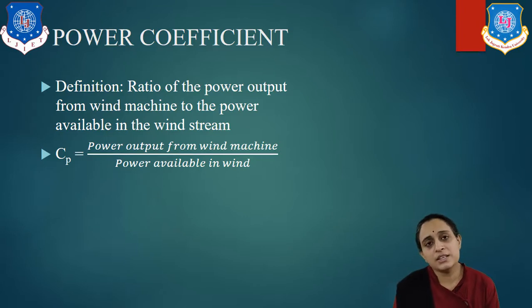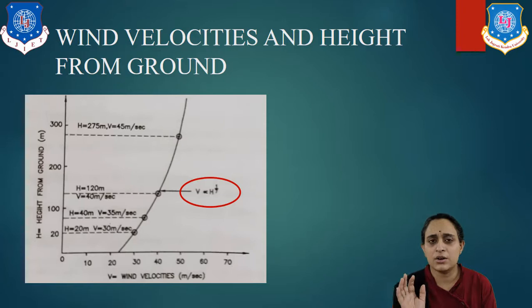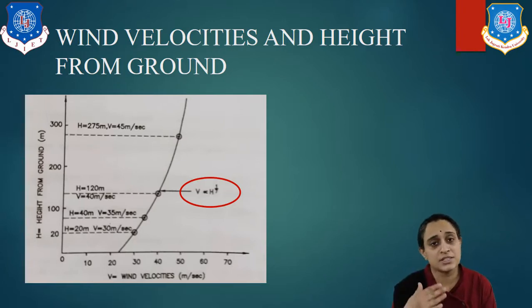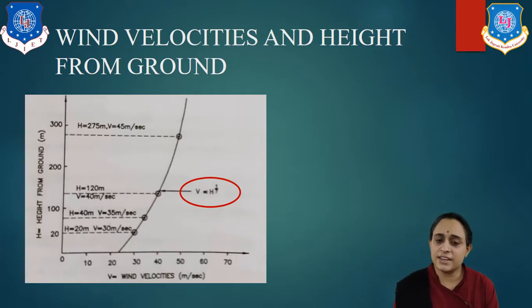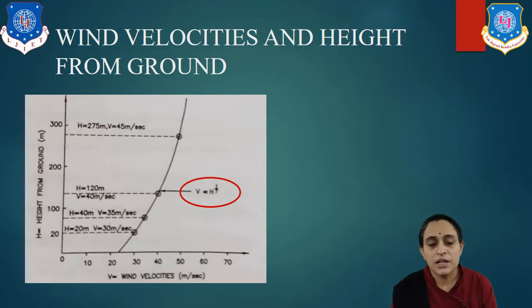Now this topic is based on the wind velocity and the height from the ground, as you see in this diagram. Generally, velocity V is directly proportional to the height raised to 1/7. This is the standard criterion for the velocity at a given height. Generally, this criterion is used above 10 meters, up to about 200 meters height. Below 10 meters, we cannot use this kind of criterion.